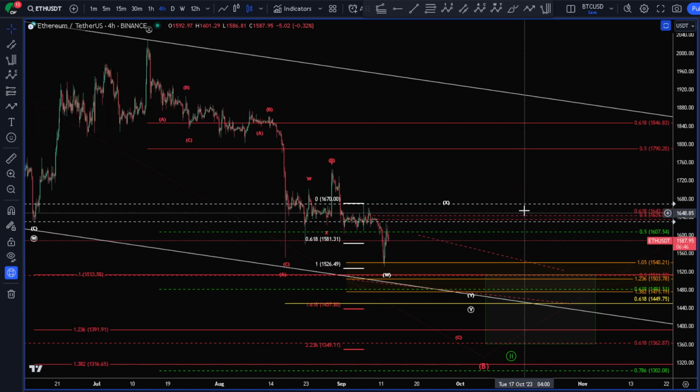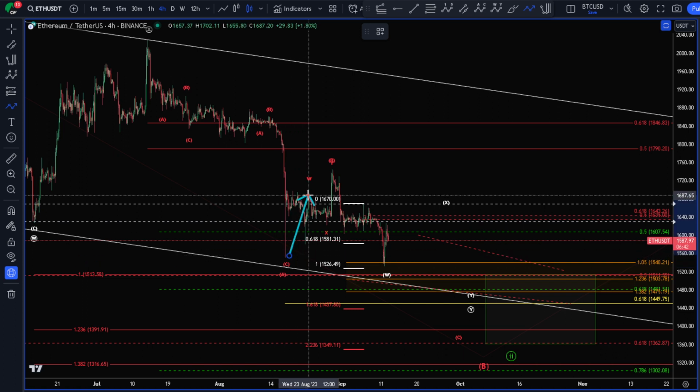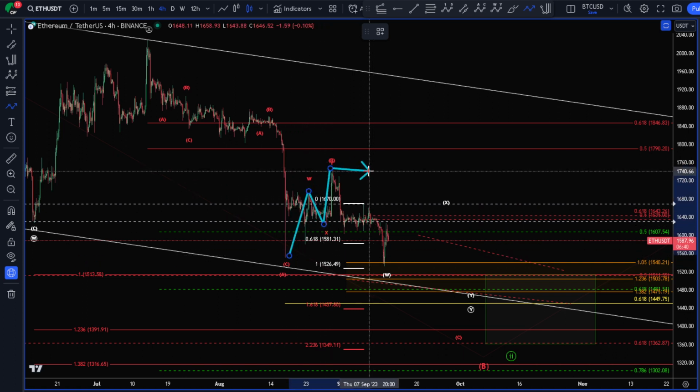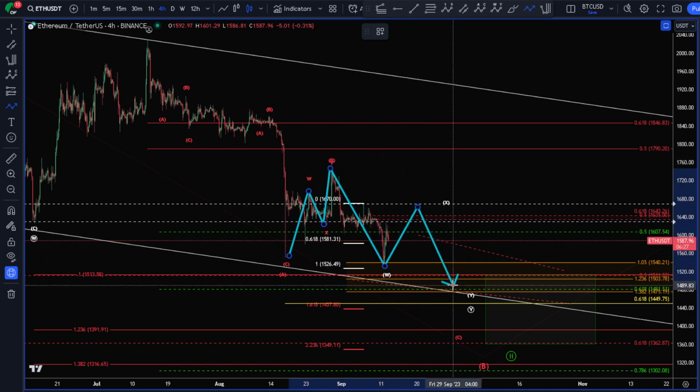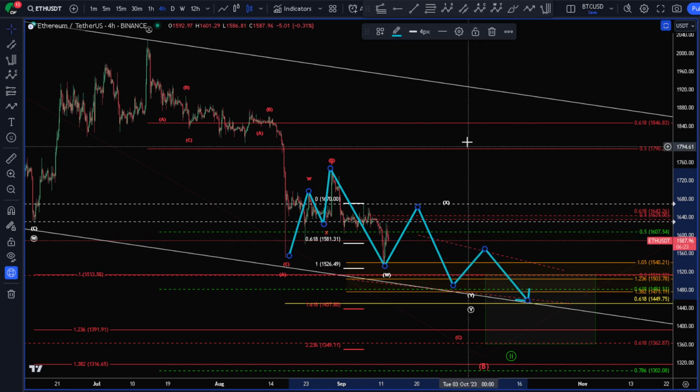Now my primary count is either this is a WXY for our B wave, and we're going to get an ending diagonal here, in which case we'd expect at least to the 50 to 618 of this downside, so a little higher. Then we come down in an ending diagonal. That's one option to come to targets.